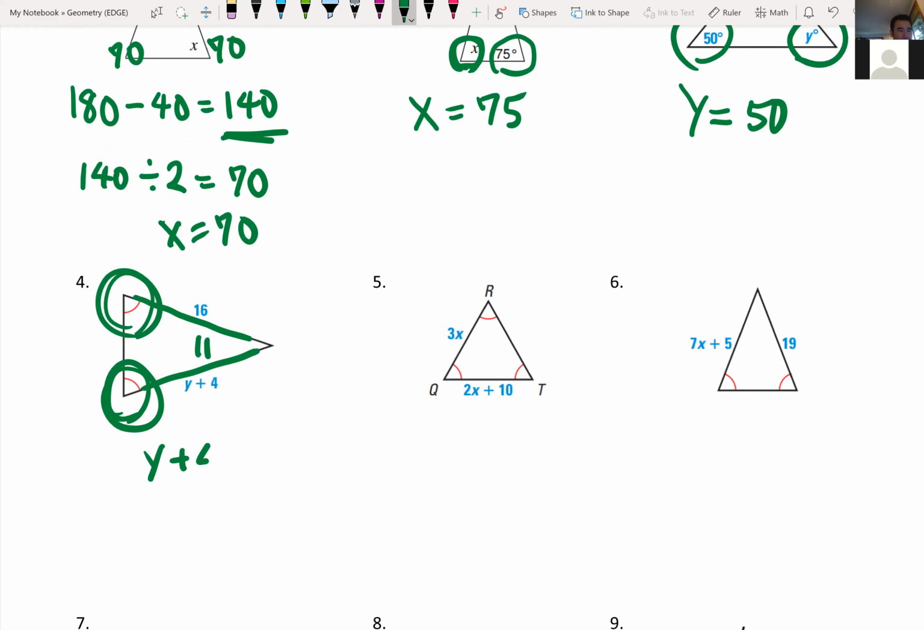y plus 4 should be equal to 15. They are equal to each other. And so you subtract 4 on both sides. So y equals 12. Okay, did you get that? Number 5. Let me give you another 1 minute. Solve for x.